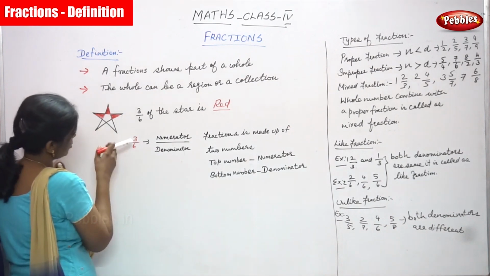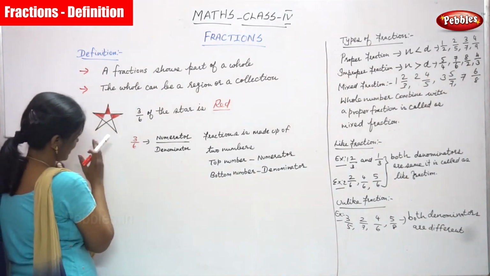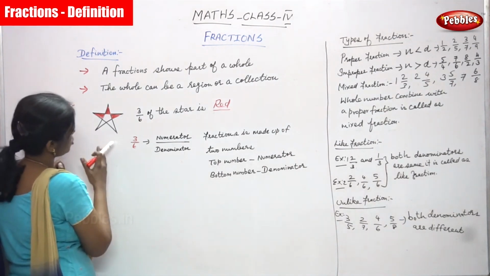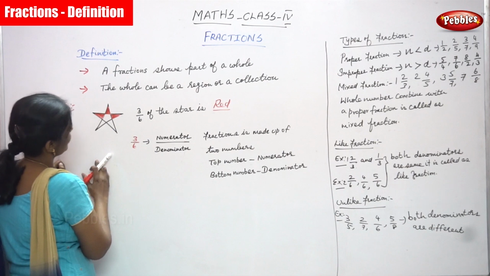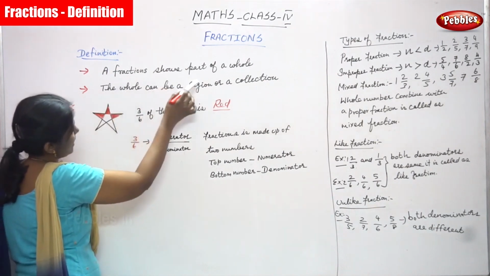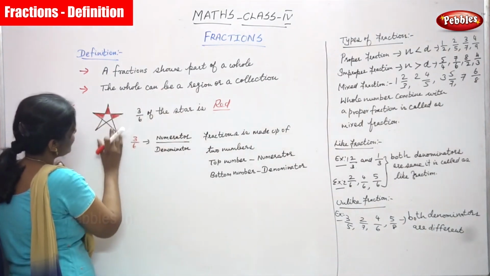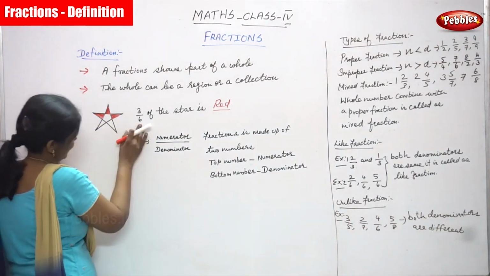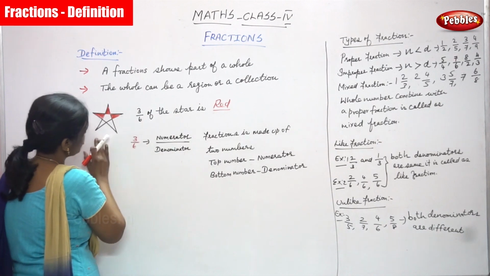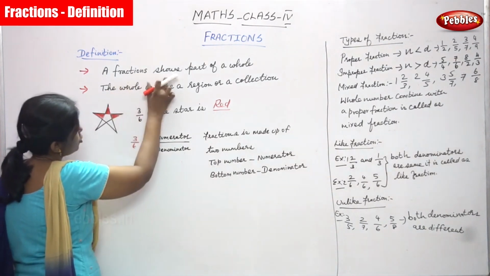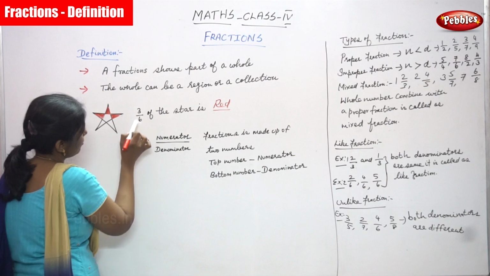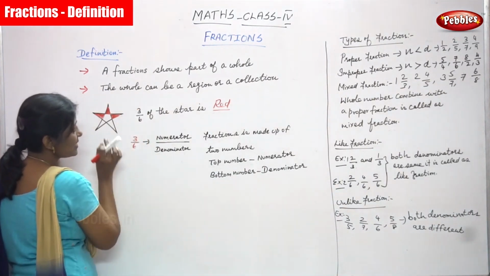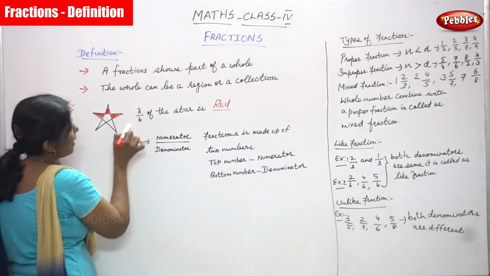It is divided into 6 parts, and only 3 of them are shaded. So that is called a fraction, which shows a part of a whole. The total number of parts is 6, but the shaded portion is only 3. So 3 is a part of the whole. The whole is 6 parts, but how many are shaded? 3. So it shows a part of a whole.